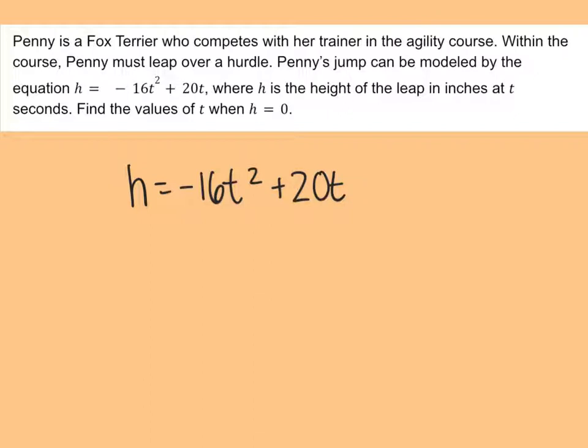Then we need to figure out at what time Penny's height is 0. In other words, after how many seconds is she on the ground? She has no height off the ground, she's just on the ground. So h equals 0, and we will change this h to a 0. Then we want to figure out what values of t would make the height 0, so we're going to solve this equation for t.